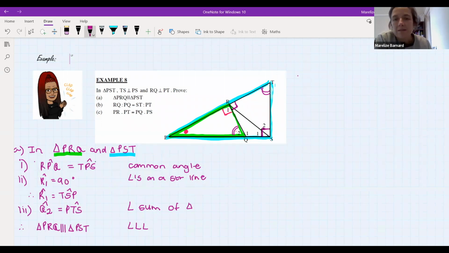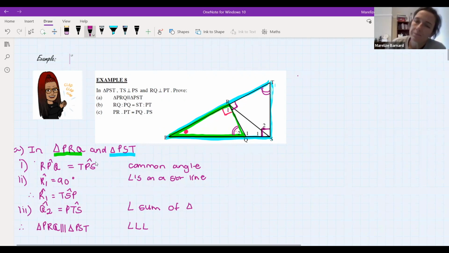PTS, because of angle sum of a triangle. The interior angles of a triangle add up to 180 degrees, right? So what we've got so far is angle P, where I put the pink dot. Those angles are equal in the two triangles. And then R1 is equal to TSP. Now, because those two angles are already equal, and we know that all the angles in the triangle must add up to 180 degrees, it follows that the third one is also going to be equal, regardless of what the value is.